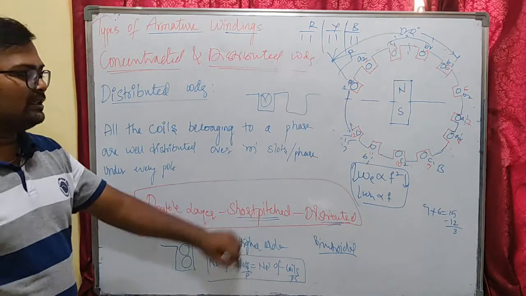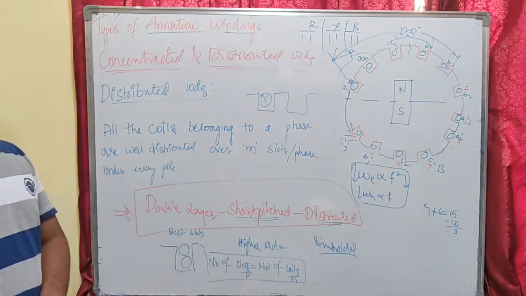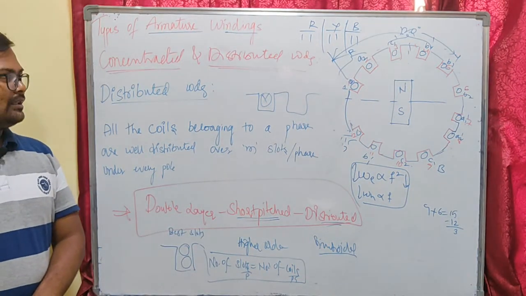The double layer short pitched distributed winding is used for the practical purpose of our AC machines. I hope you understand the concept.